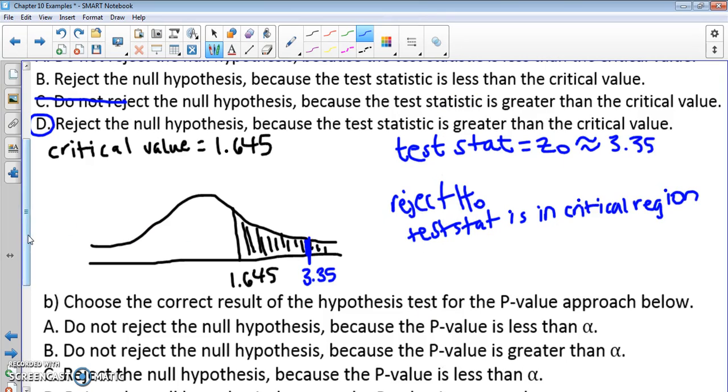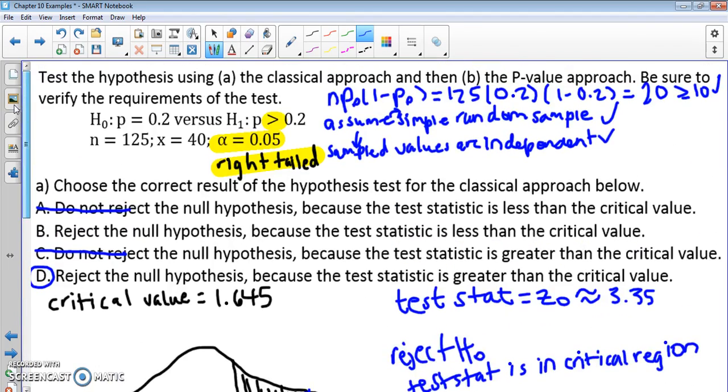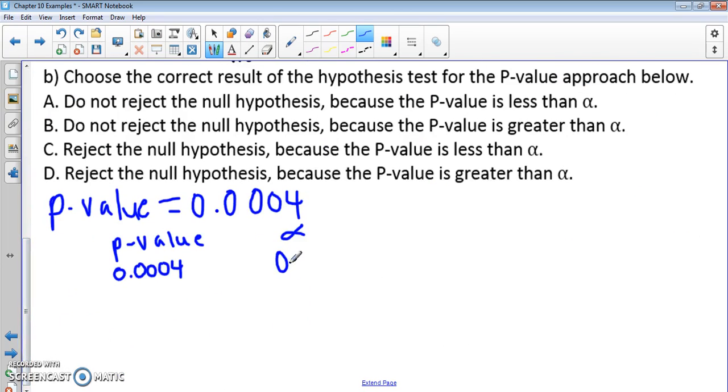All right, so we're going to compare that to alpha. So our p-value and alpha, 0.05. Our p-value is less than alpha, so we reject the null hypothesis. We never accept the null, and the p-value is less than alpha.